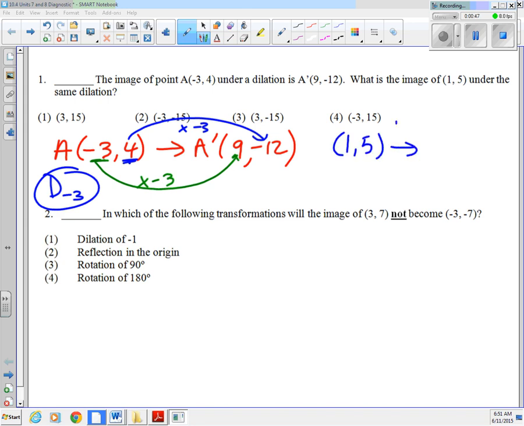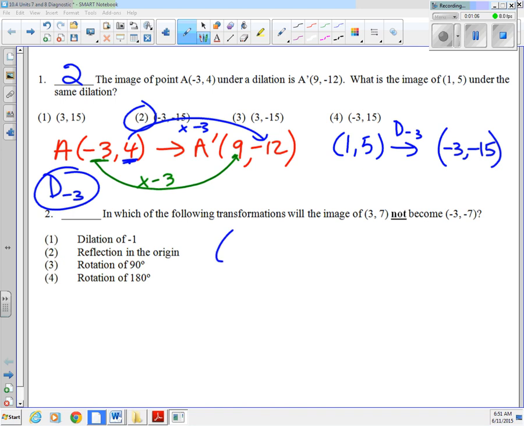All right, so I'll do that. I'll take a dilation of -3 on (1, 5), multiply by -3, I get (-3, -15), which is choice 2. Okay, number 2, in which of the following transformations will the image of (3, 7) not become (-3, -7)?